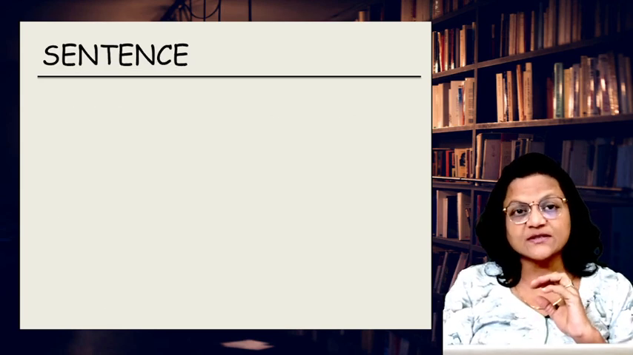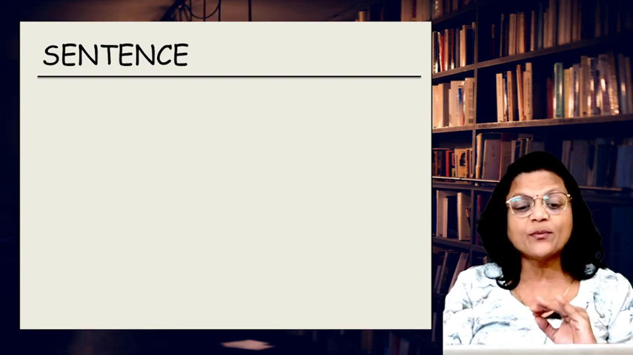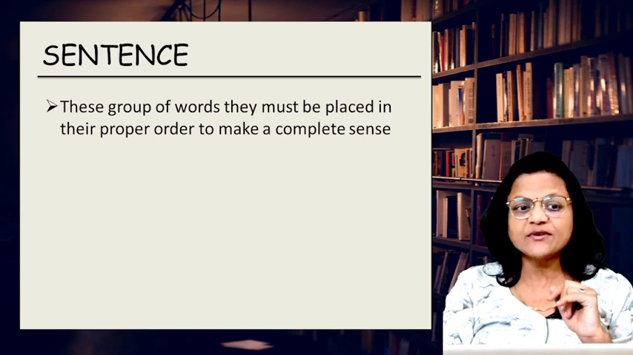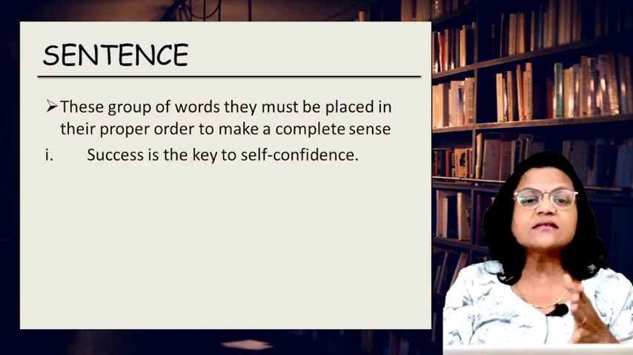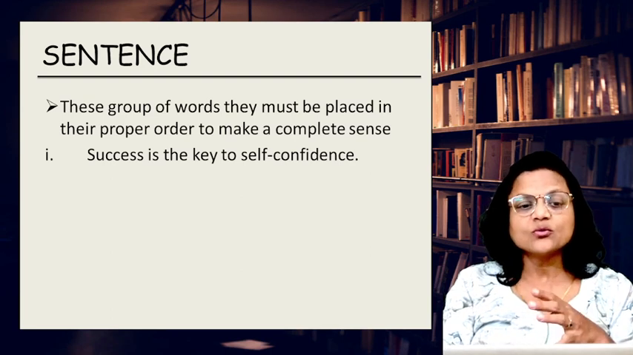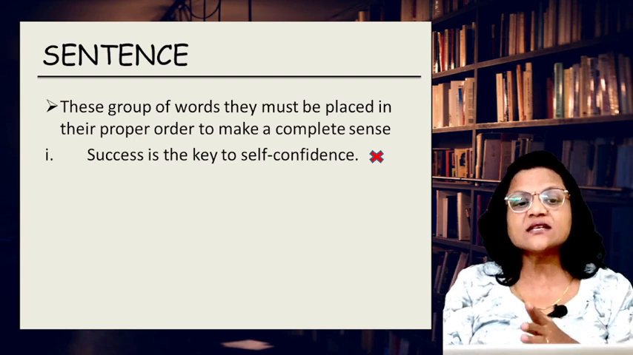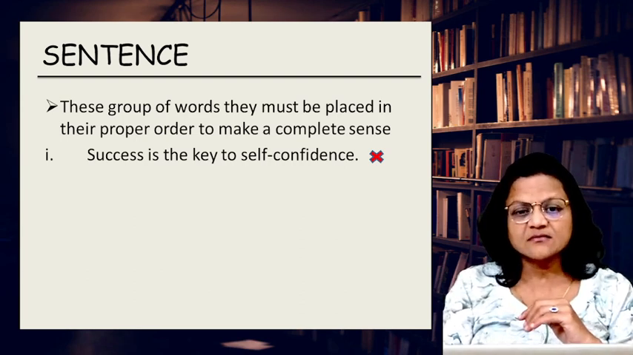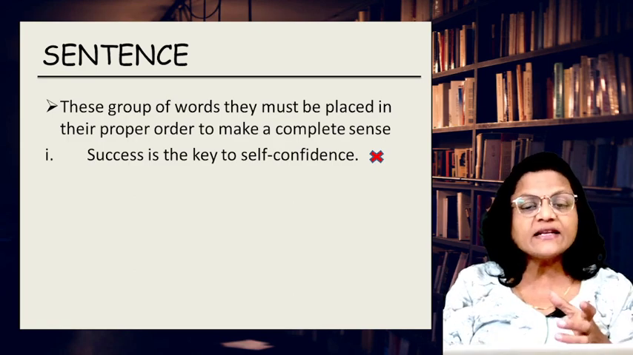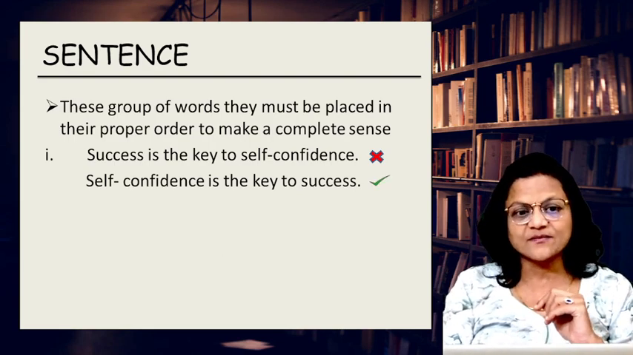These groups of words must be placed in their proper order to make complete sense. Example, if I want to explain, "Success is the key to success." No, this is incorrect. Even if I say, "Success is the key to self-confidence," is it correct? No, it is incorrect. The correct sequence will be: self-confidence is the key to success.